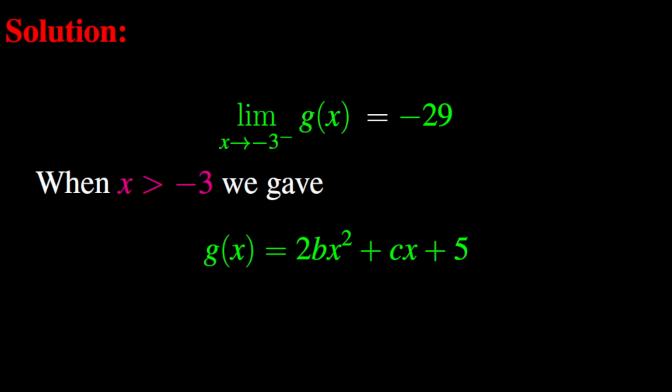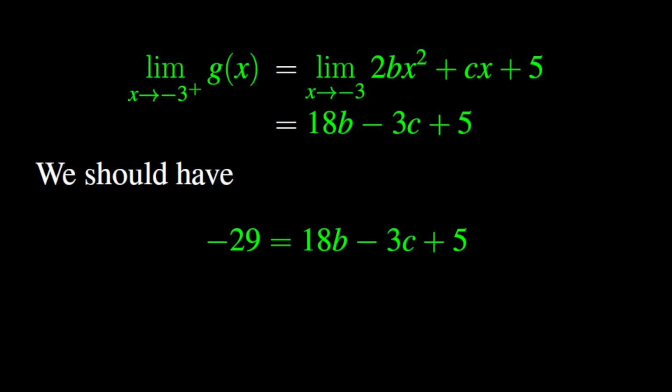We know from the definition of the function g that when x is greater than negative 3, g of x is 2bx squared plus cx plus 5. Therefore, the right-hand limit of the function as x approaches negative 3 is the limit as x approaches negative 3 of 2bx squared plus cx plus 5, which is equal to 18b minus 3c plus 5.